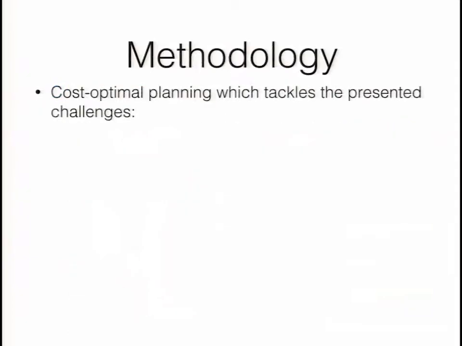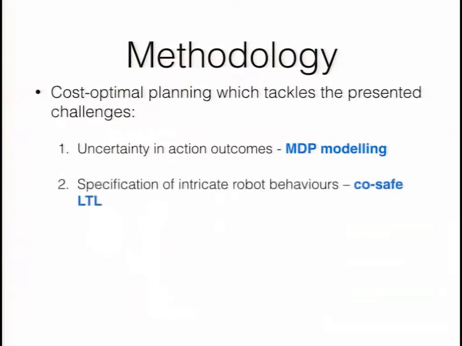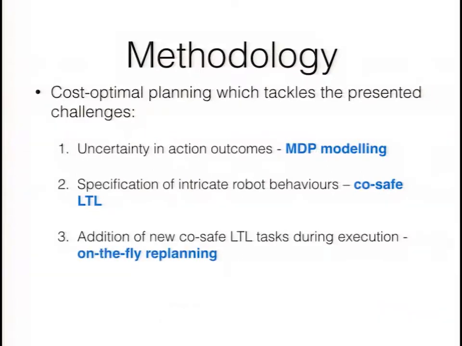So our methodology introduces a way to generate cost-optimal plans which tackle these challenges. First of all, we tackle the uncertainty problem by using Markov decision processes to model our system. Then, to be able to specify intricate robot behaviors, we'll be using co-safe linear temporal logic. And also we'll be allowing for the addition of new tasks during execution by introducing an on-the-fly replanning mechanism.